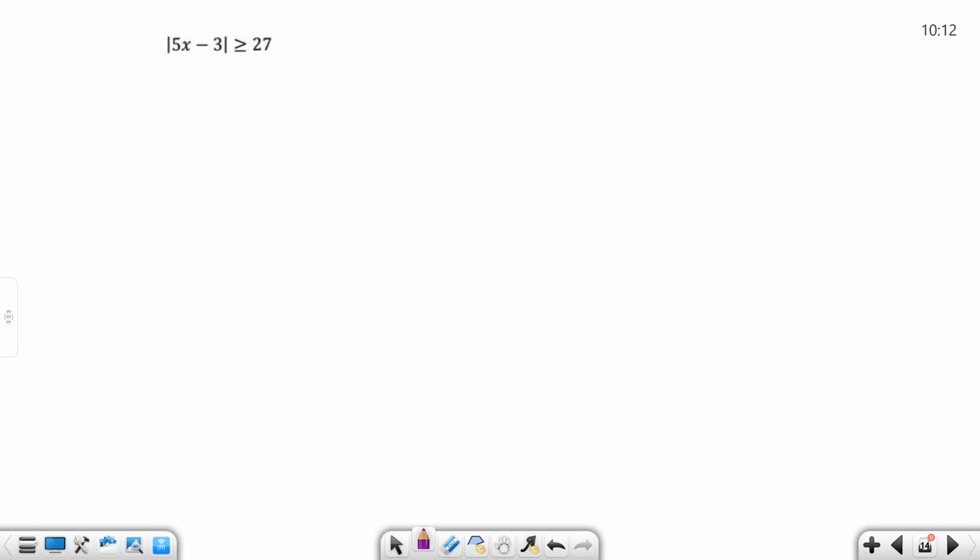Absolute value of 5x minus 3 is greater than or equal to 27. So we're going to say 5x minus 3 greater than or equal to 27, or, right, this is great or. 5x minus 3 is less than or equal to negative 27.